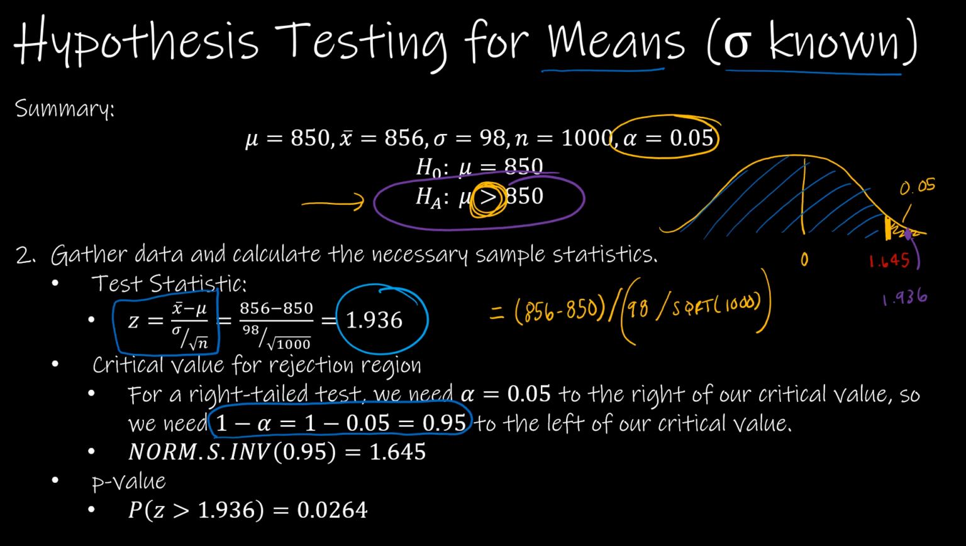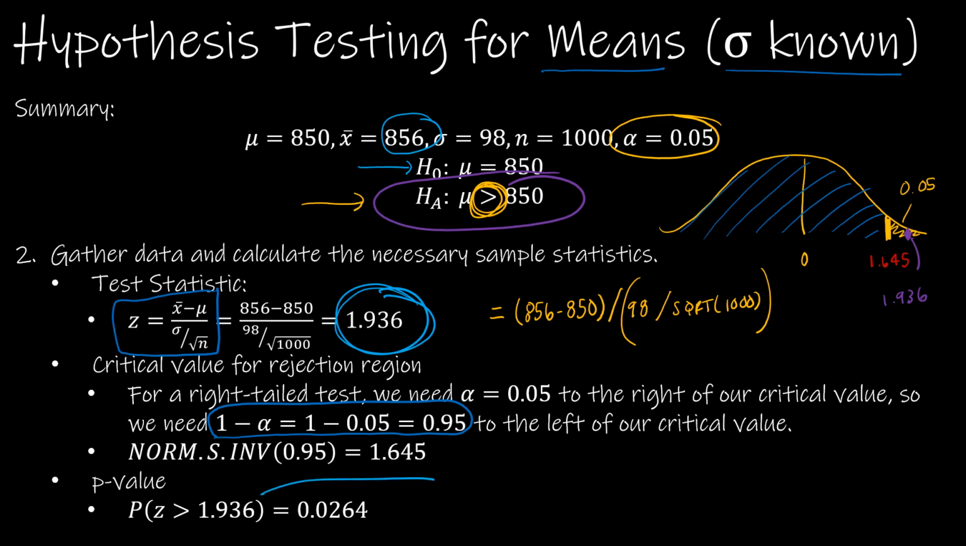The other part of step 2 is to find the p-value. The p-value is essentially saying what is the probability, if it were true that the Lexile reading measure is still 850, what's the probability that I would find a sample of 856? And so what I do to find that is, again, using my z-score.